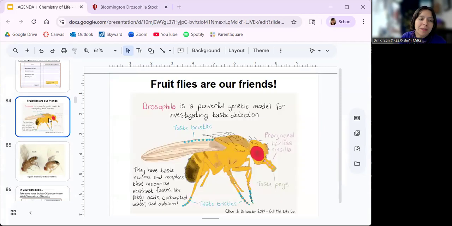But even if you were absent, I can tell you fruit flies are our genetic friends. They're a powerful genetic model for investigating chemotaxis, moving towards or away from chemicals, because they have taste detection in their faces, in their bristles, and on their legs, and in the bristles on their wings as well. They have taste neurons and receptors that recognize abstract tastes like carbonated water, calcium, and fatty acids. You can think about why each of those might be useful if you are a fruit fly, and why fruit flies who have those, or the ancestors of fruit flies who have those, continue to reproduce more successfully.